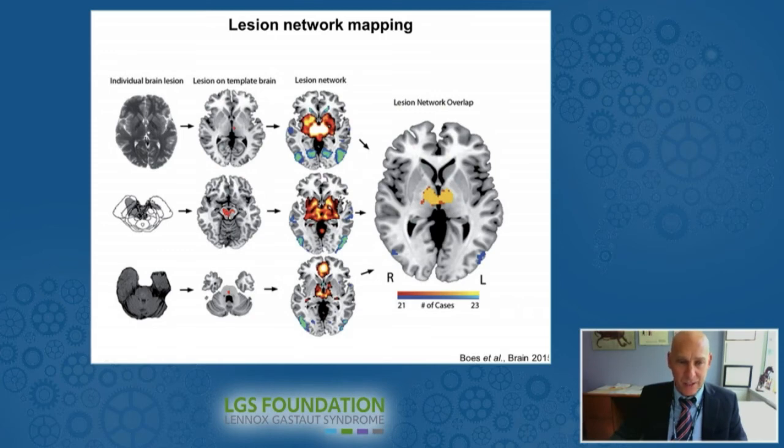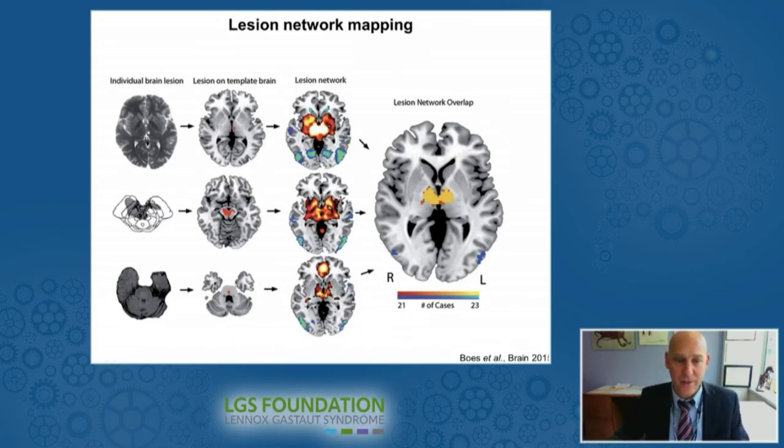Which connections does this lesion hit in a normative connectome? So it negatively affects these connections, and it's positively correlated with these locations. And the same thing for the pontine lesion. And then rather than putting the brain lesions in the anatomical space on top of each other, you actually put the lesion networks on top of each other.